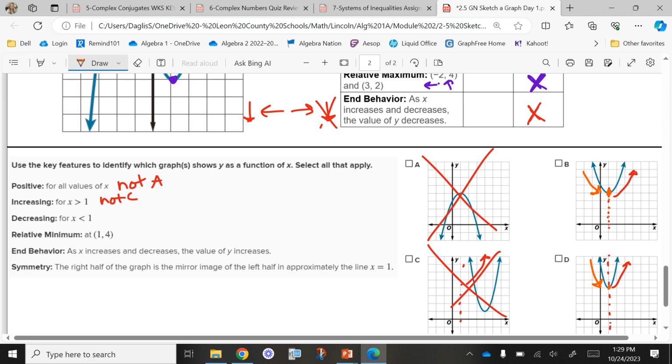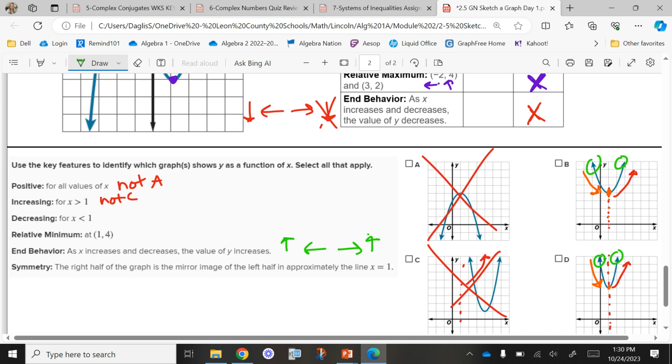In behavior, as x increases and decreases, it's saying on both sides, y is increasing. So are both sides going up? Yes. B is both going up, D is both going up.